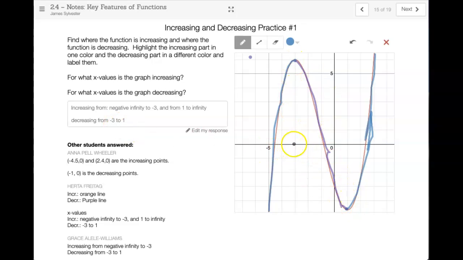Remember, we always use the x-axis values to identify where it's doing what. And then the graph, once it hits this minimum, it climbs back up. So it's increasing from 1 to infinity. So increasing from negative infinity to negative 3, and from 1 to infinity. Decreasing from negative 3 to 1.